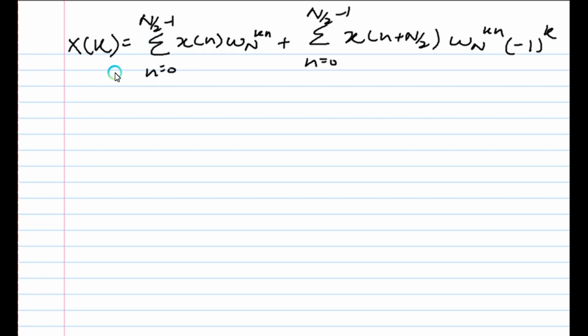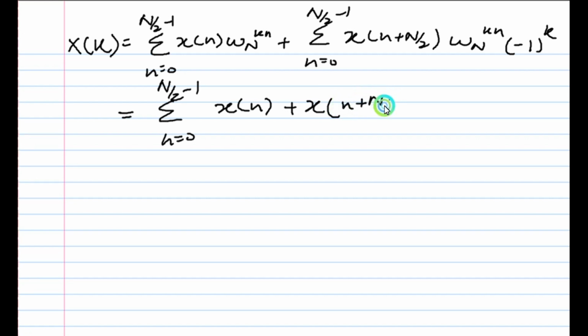Also, if you see in both these summations the limits are the same, so we can combine them. So this becomes summation n running from 0 to N by 2 minus 1. I can write x of n plus x of n plus N by 2, into minus 1 raised to the power k, and the common term is W_N^{nk}. Okay, right?